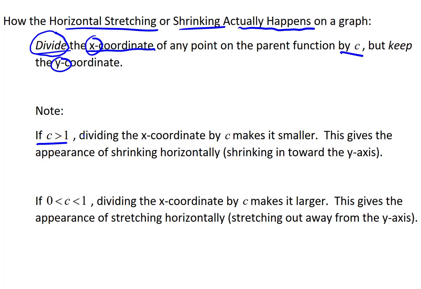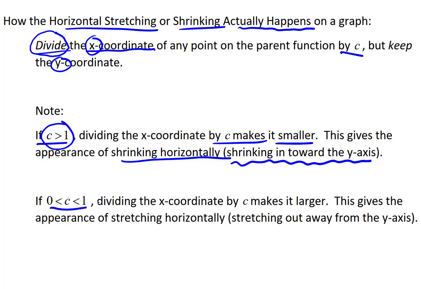So, to note, if c is greater than 1, remember this is the opposite. In a horizontal sense, we're dividing the x-coordinate by c, and that would make it smaller. If you're dividing by a number that's bigger than 1, you're making something smaller. You're dividing by a larger number. This gives the appearance of shrinking horizontally, or in other words, shrinking toward the y-axis.